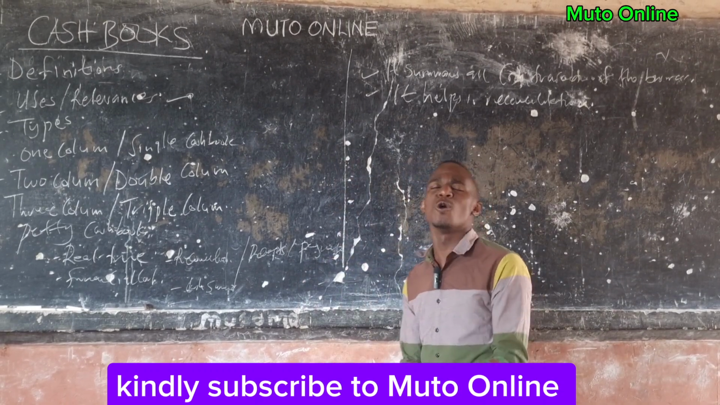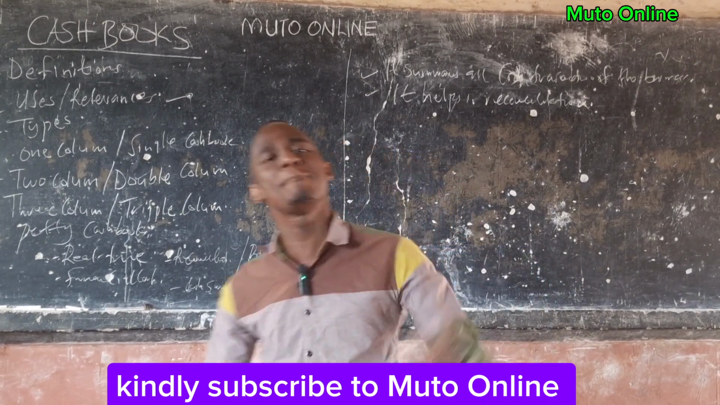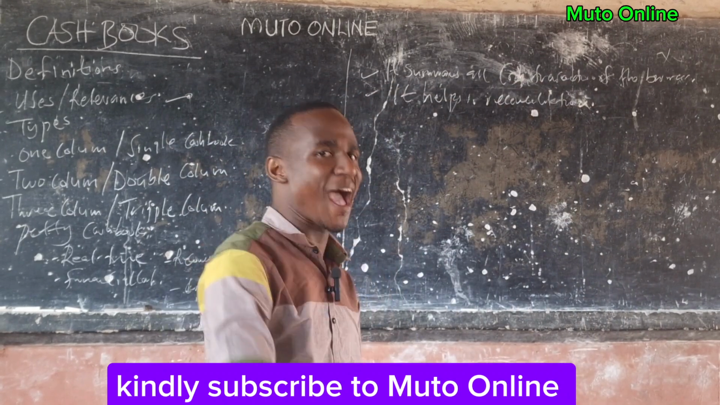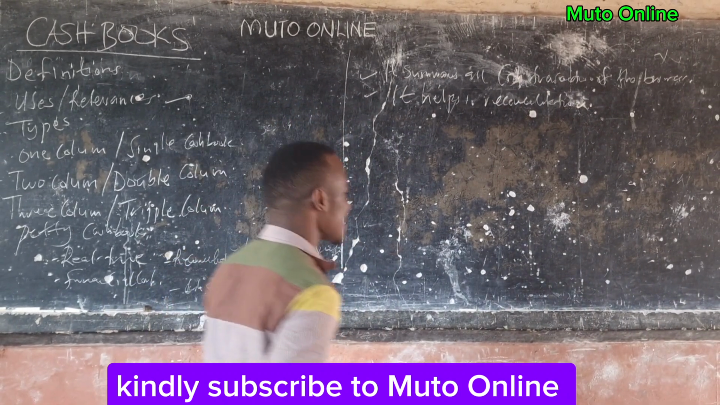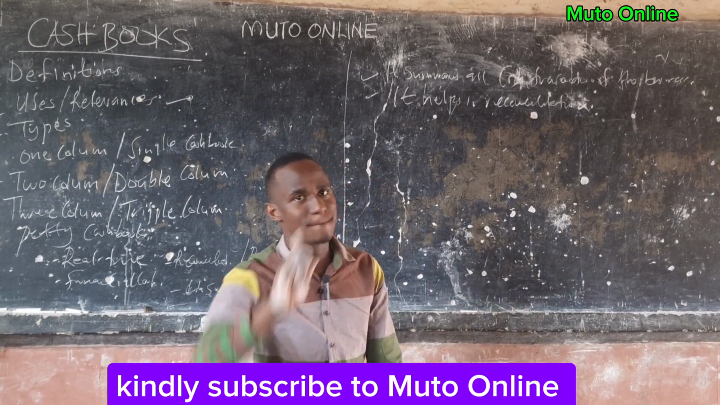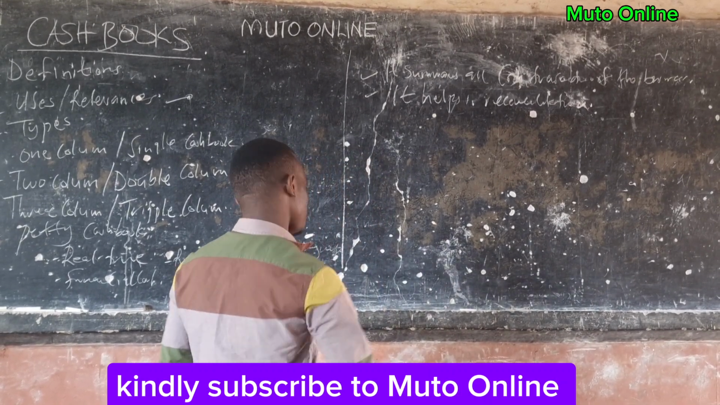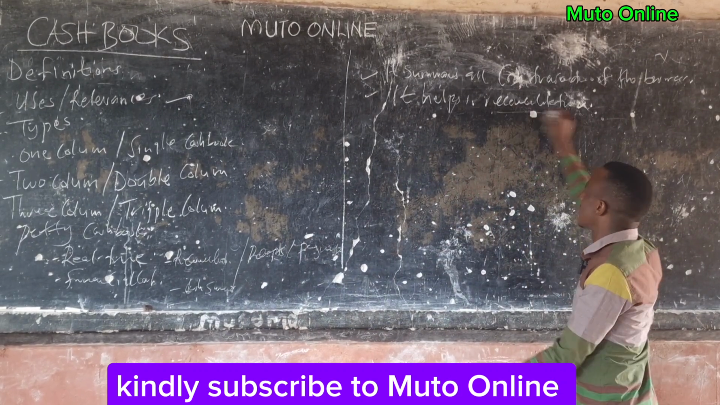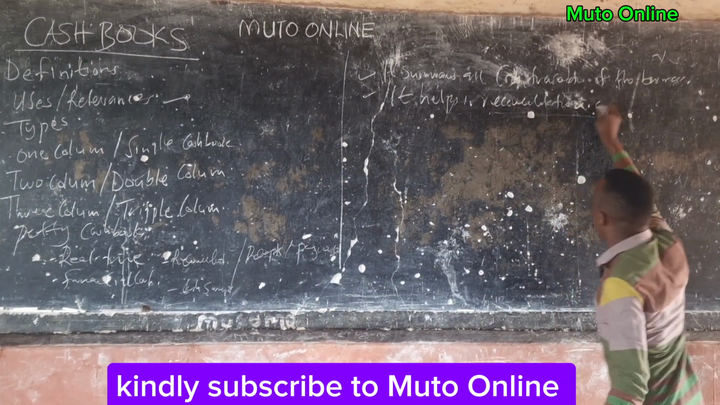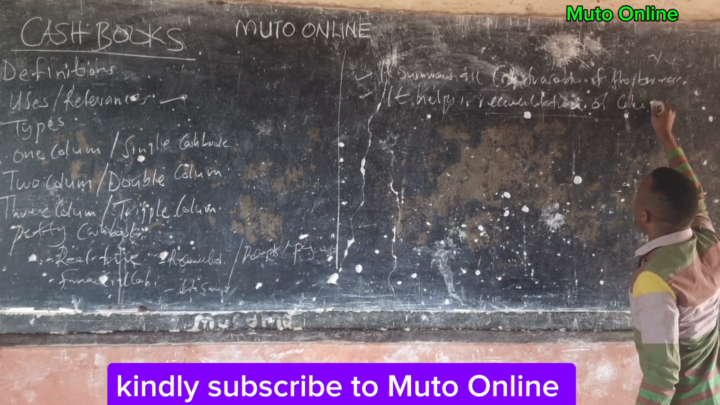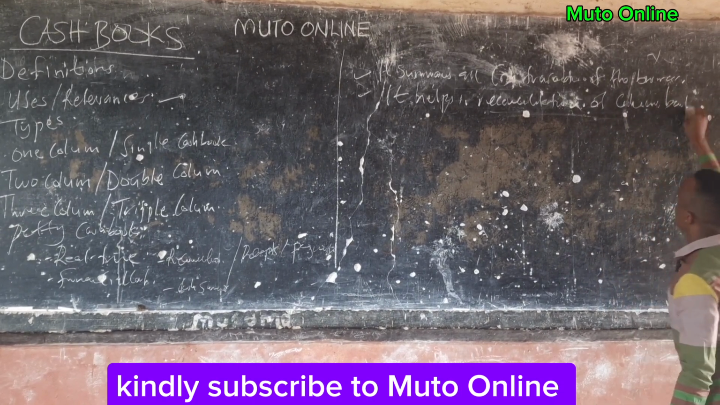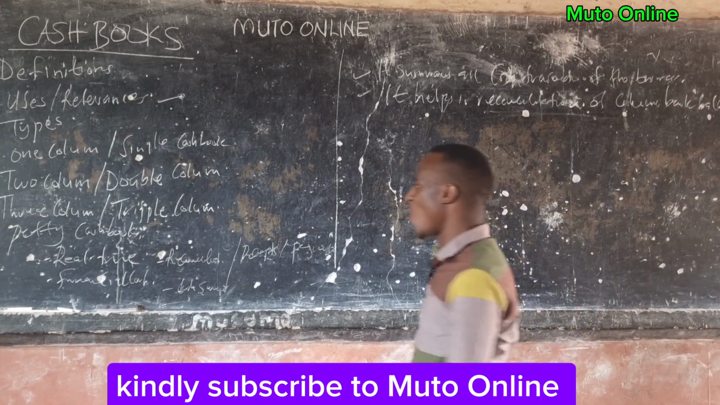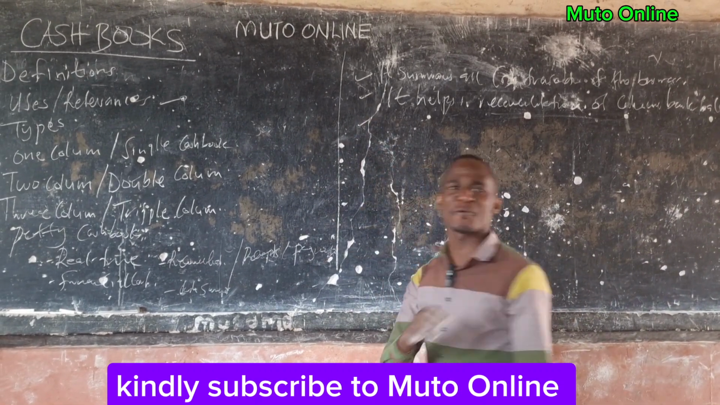So it depends on these creditors whether they are paying by cash or by check. Don't say by bank, we say by check. Remember, all checks are carried out through banks. So in simple details, a cash book helps in reconciliation of the cash and bank balances.